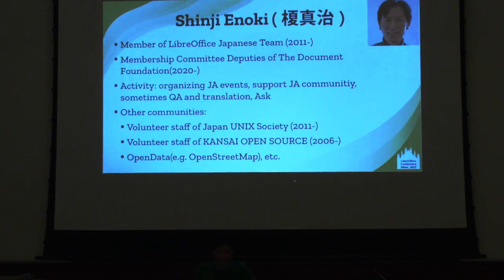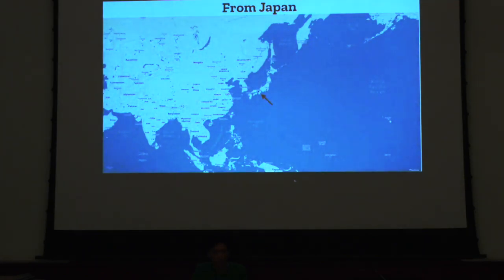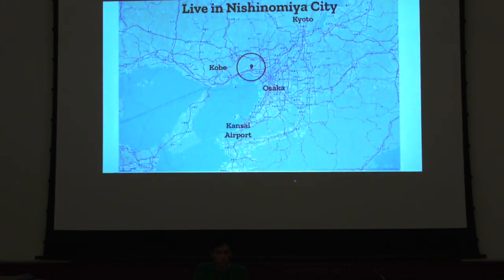I'm Shinji Enoki, a LibreOffice Japanese team founding member and membership committee deputy. I'm from Japan, living in Nishinomiya city, very close to Osaka and Kobe, only 15 minutes by train. And Kyoto is about 1 hour, very close. If you come to Japan, please contact me.